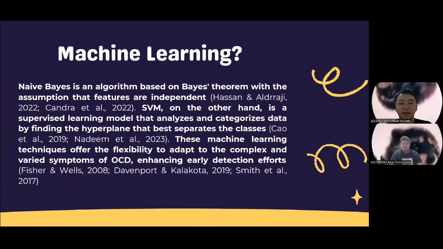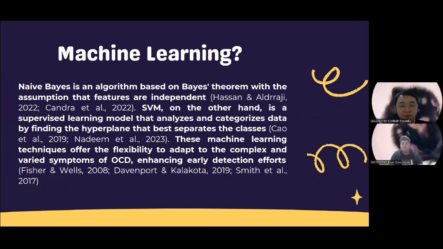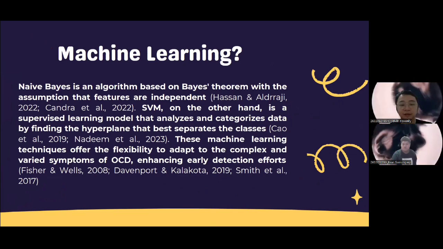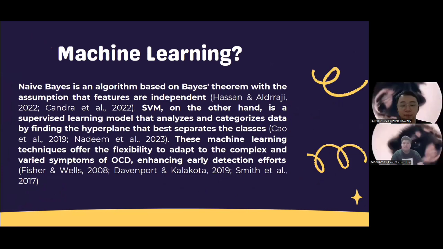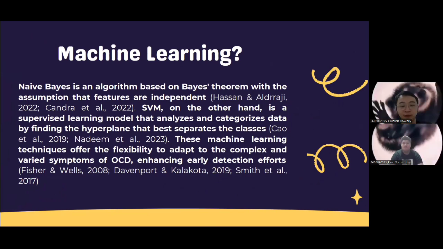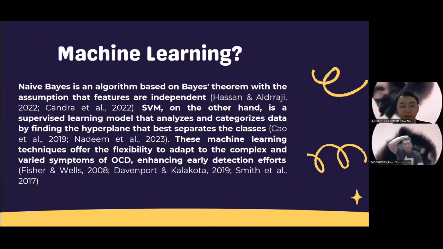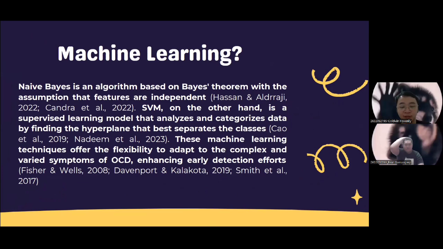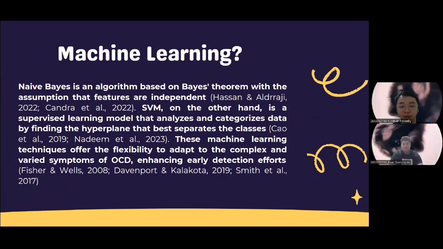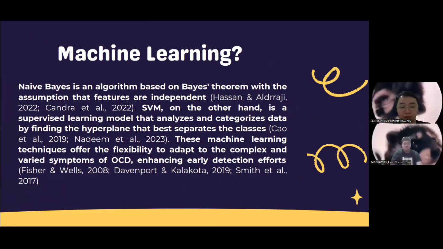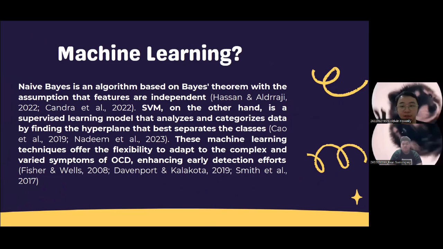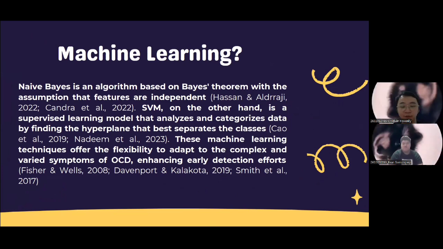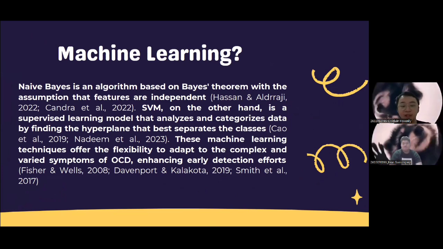Machine learning is a branch of artificial intelligence that focuses on building systems that learn from and make decisions based on data. Two commonly used machine learning techniques are naive Bayes and support vector machines. Naive Bayes is a simple yet powerful probabilistic classifier based on Bayes' theorem. It assumes that the presence of a particular feature in a class is independent of the presence of any other feature, which simplifies the computation and works well with small datasets.